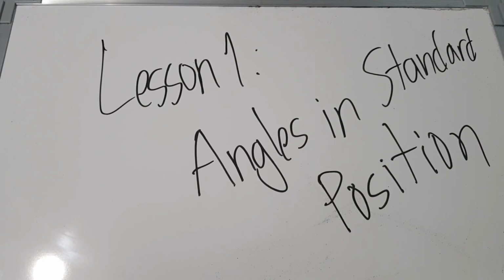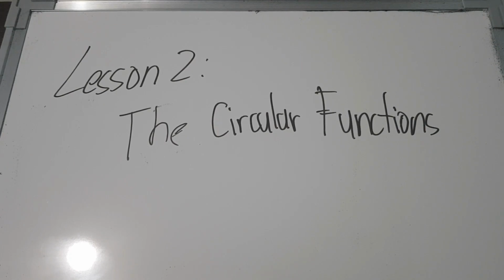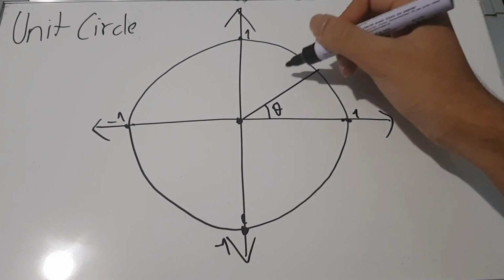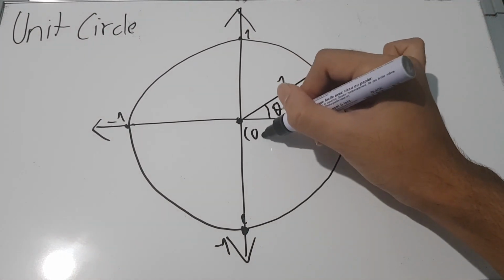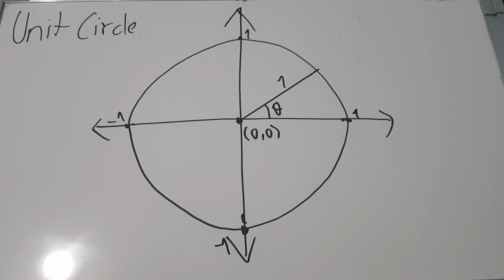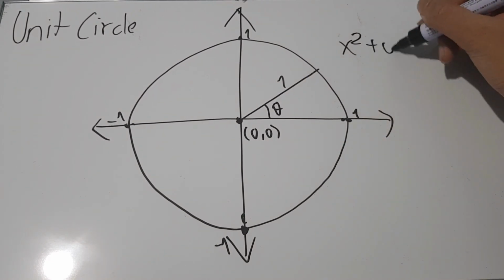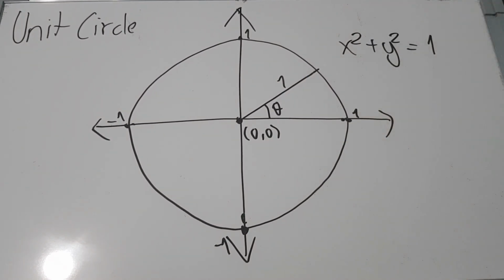That concludes Lesson 1, Angles in Standard Position. Lesson 2, the circular functions. Let's start with the unit circle. The unit circle is a circle in a Cartesian plane whose radius is 1 and whose center is at the origin. This circle is described by the equation x squared plus y squared equals 1.